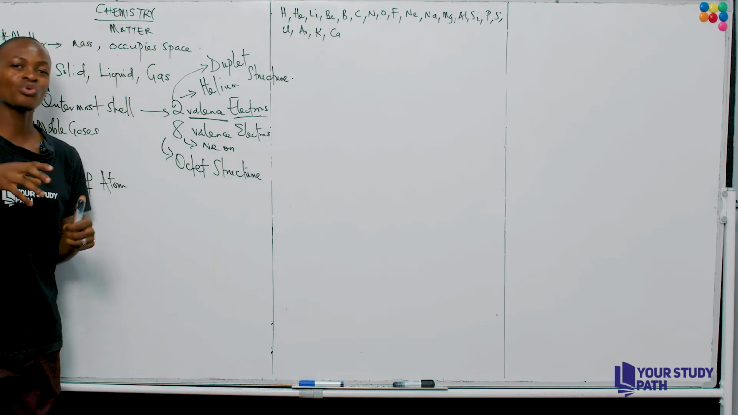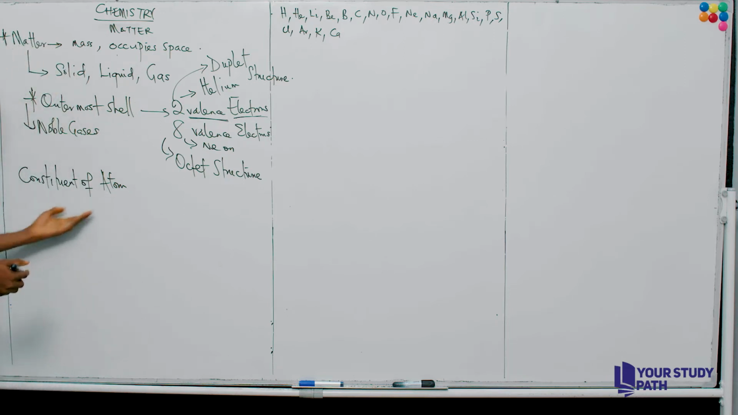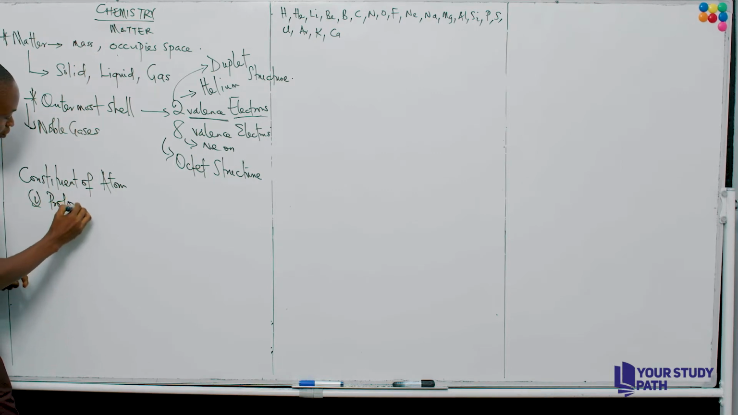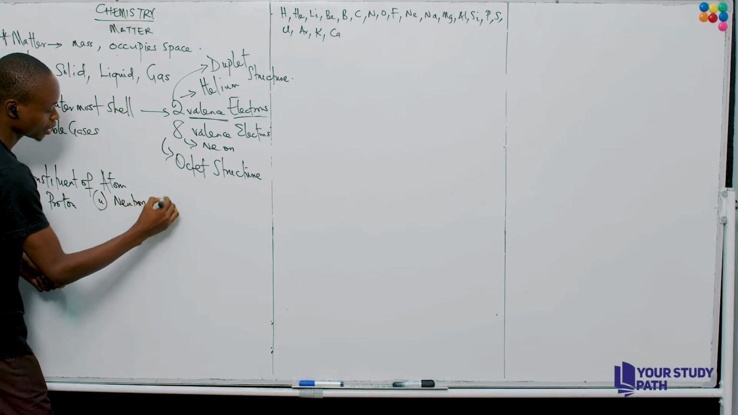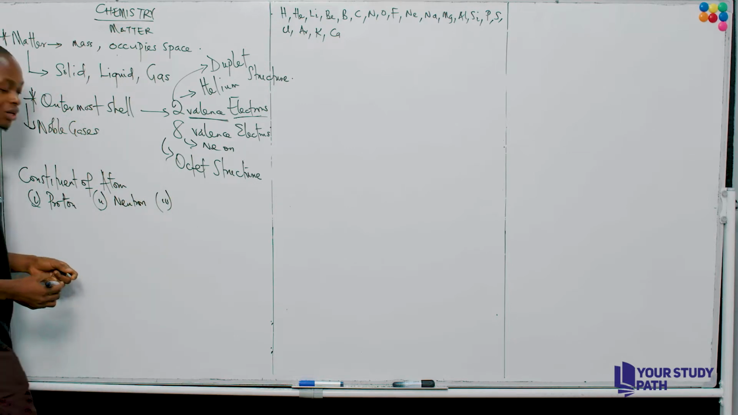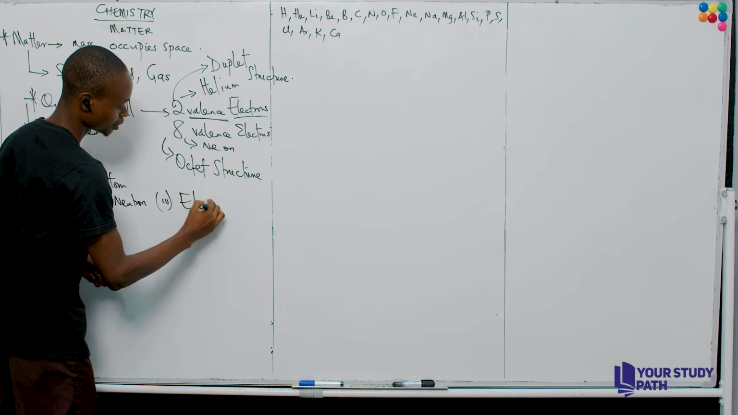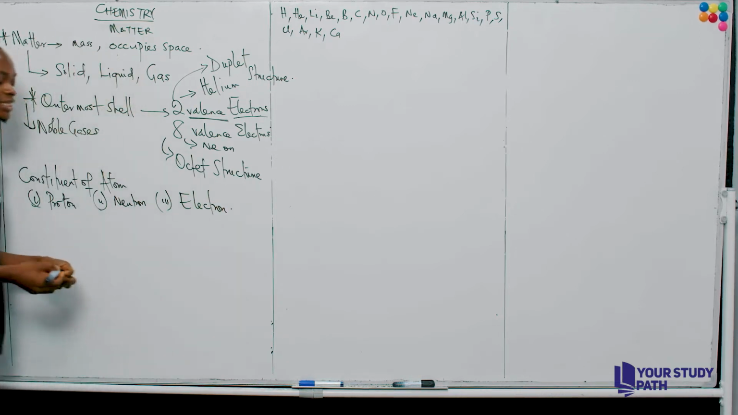That is exactly what we are trying to figure out now. Now let's look at the constituents of the atom. In the atom, we can find 3 major constituents. We will talk about the proton, we will talk about the neutron, and we will talk about the electron.